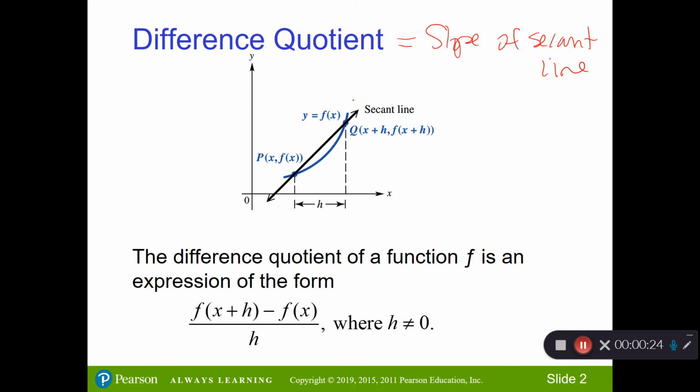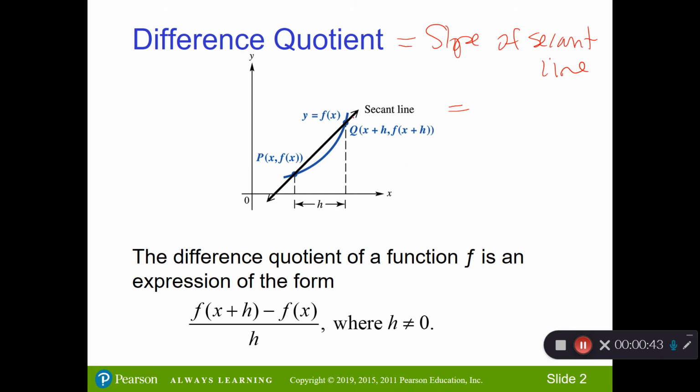So here we have the blue curve, 2 points identified on it. If we draw the black straight line through those points, the slope of that line is the same thing as the difference quotient. How do we get the slope of that line? Well, it's the change in y over the change in x.